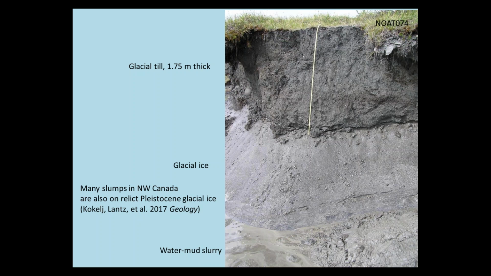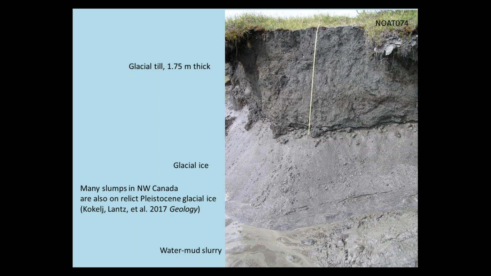And this is Pleistocene relic glacial ice. In other words, 20,000 or more years old. It's been sitting under there. And then below that, of course, there's this slurry that results from taking nearly pure ice and mixing it with some mud above it, and that's what you get.